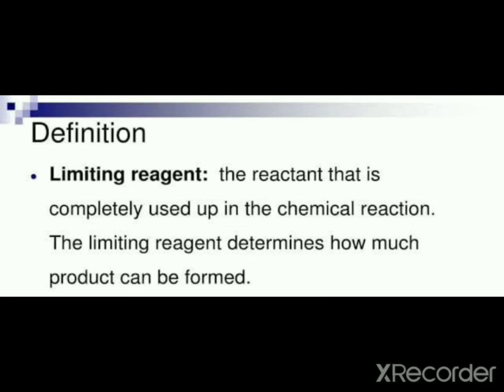further reaction will not take place whatever be the amount of the other reactant. Hence the reactant which gets consumed first will limit the amount of product formed because it is present in lesser amounts. So that reactant which is present in lesser amounts, which gets fully consumed and which limits the amount of product formed, is known as the limiting reagent.